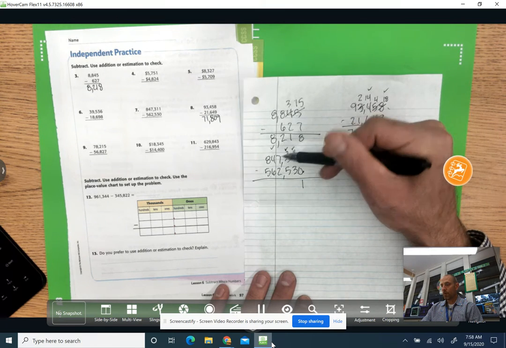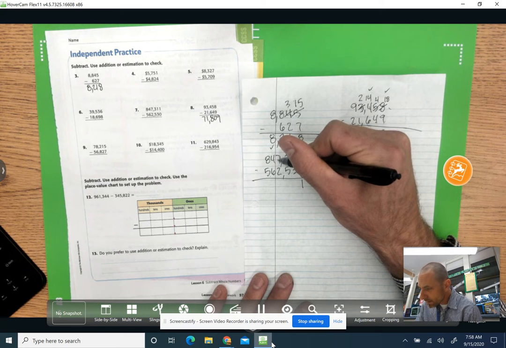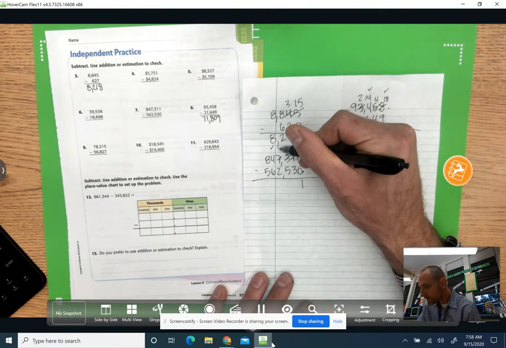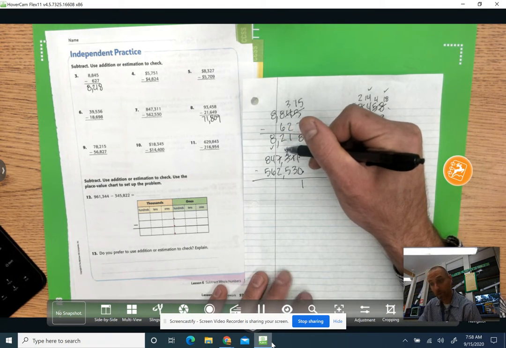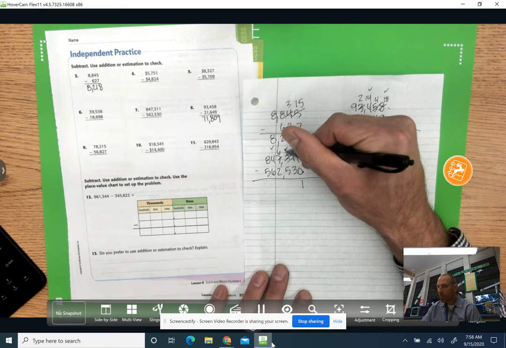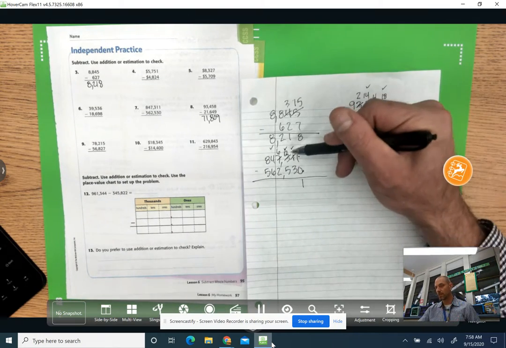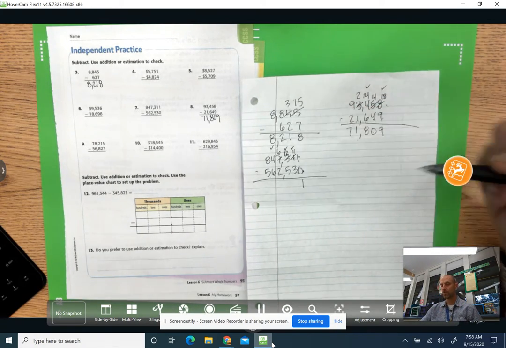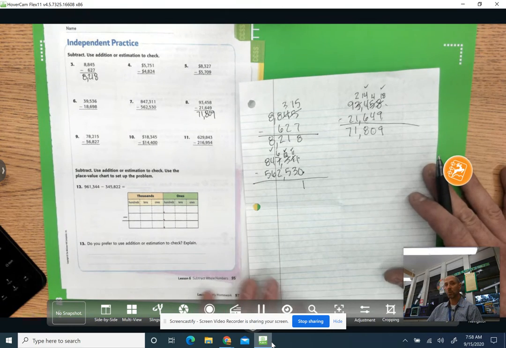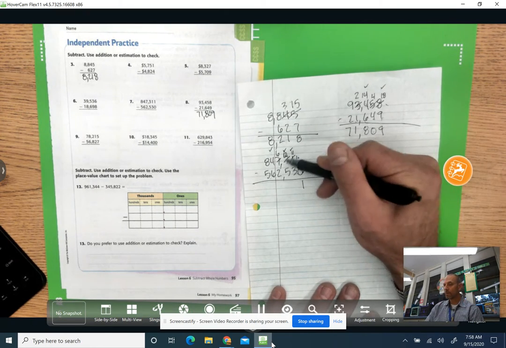The 2 now is certainly smaller than this 5, so we're going to come on over to our 7. Borrow 1,000 from our 7,000. That leaves us with 6,000. We'll give that 1,000 over here to the hundreds, and now instead of 2 hundreds, we have 12 hundreds, which is 1,200. Now we can subtract 12 minus 5.